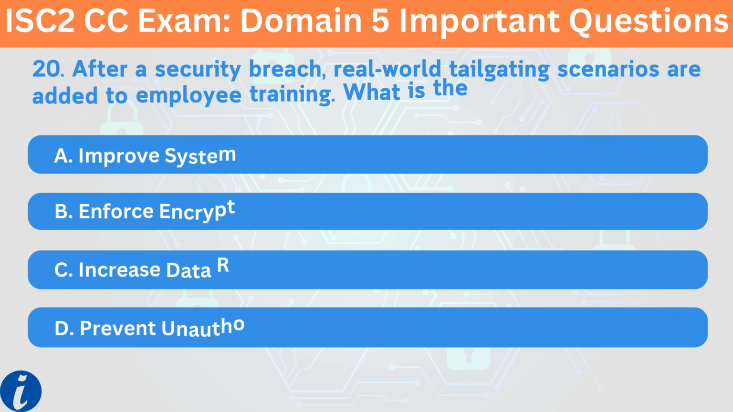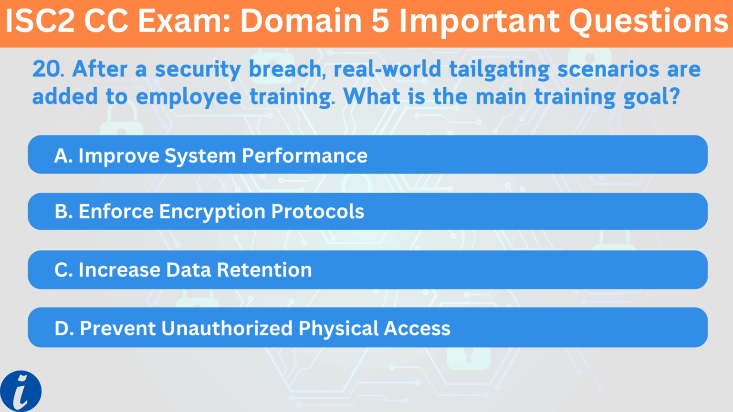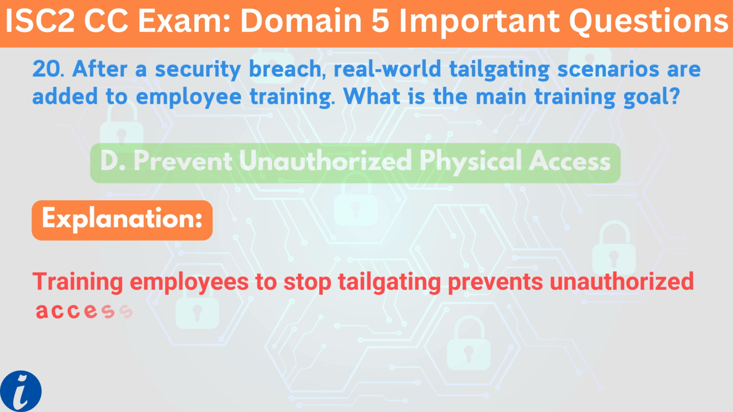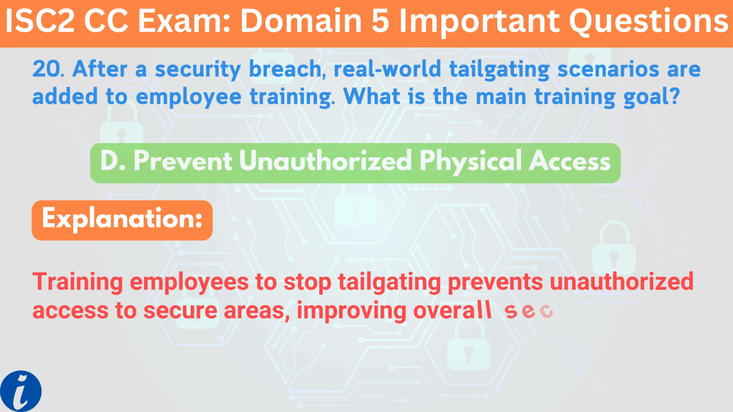20. After a security breach, real-world tailgating scenarios are added to employee training. What is the main training goal? A. Improve system performance. B. Enforce encryption protocols. C. Increase data retention. D. Prevent unauthorized physical access. The correct answer is D. Prevent unauthorized physical access. Explanation. Training employees to stop tailgating prevents unauthorized access to secure areas, improving overall security.